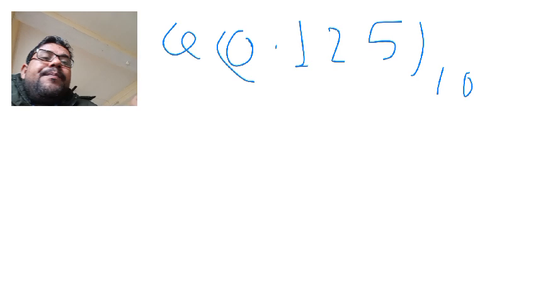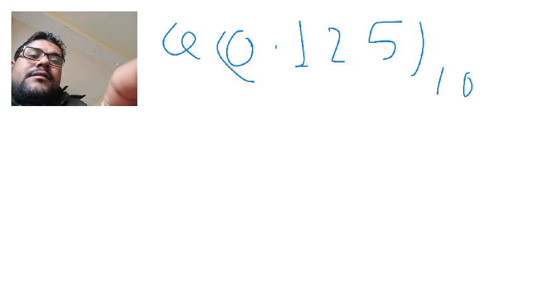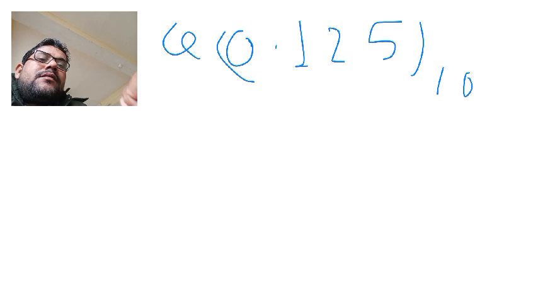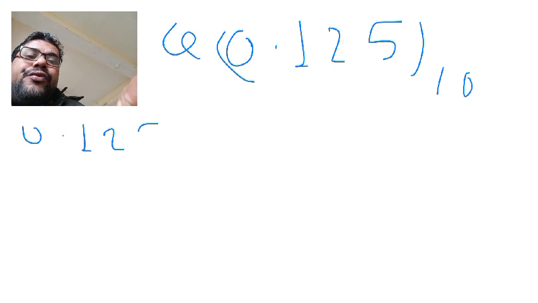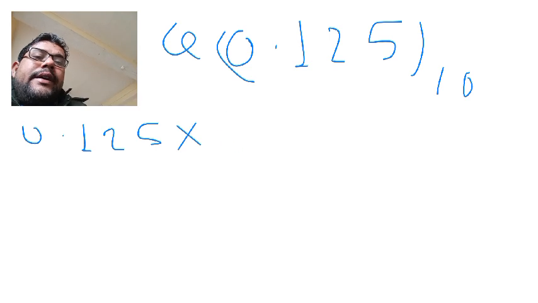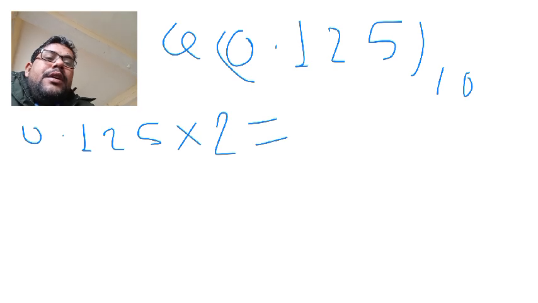So what will we do? First we take this number, 0.125, and multiply by 2. Then from this multiplication we get 0.25.